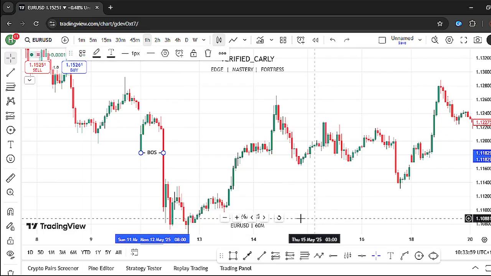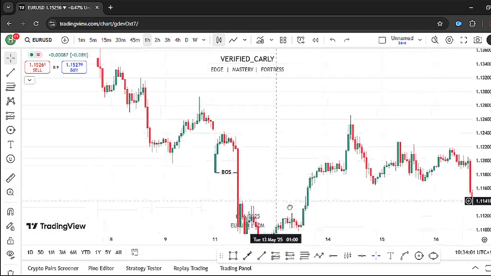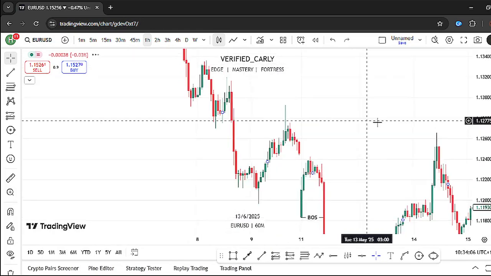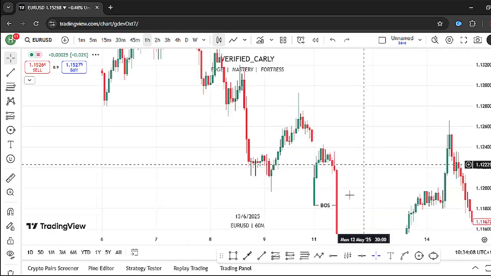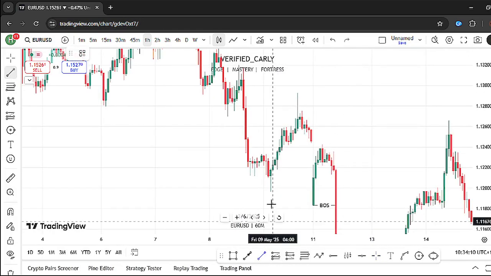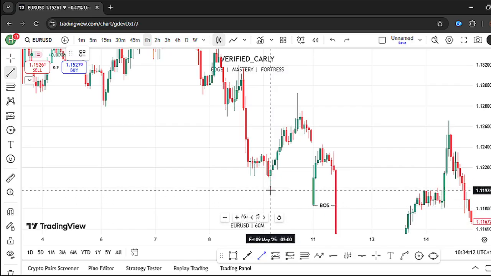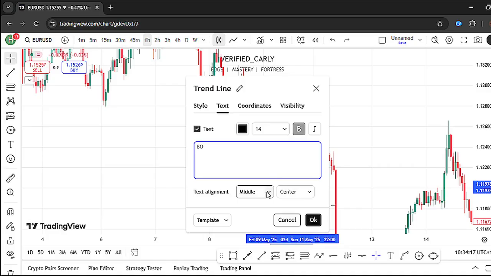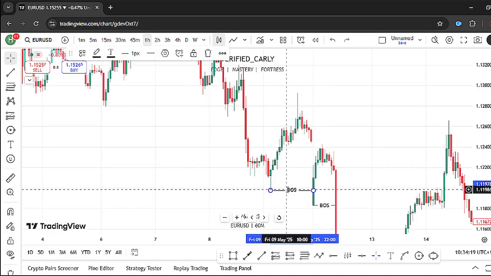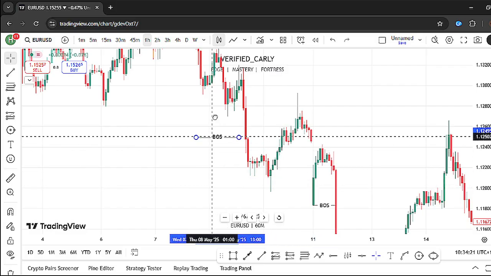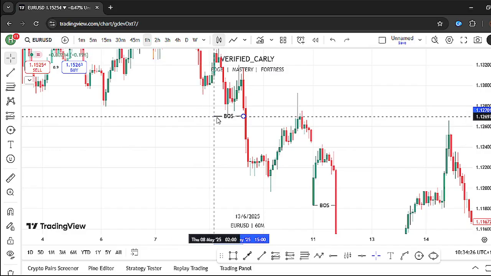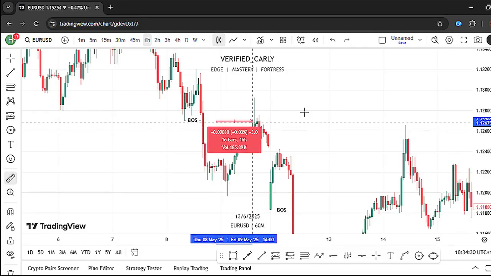So if you notice clearly, price changed trend. Previously, price was trending down, was in a downtrend. This is another break of structure. This is another break of structure. BOS, this is the term that we use for break of structure. This right here is another break of structure. So if you notice, previously price was in a downtrend before it reversed.